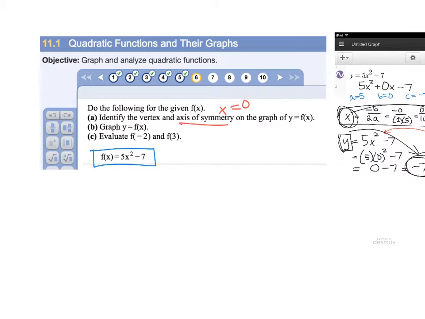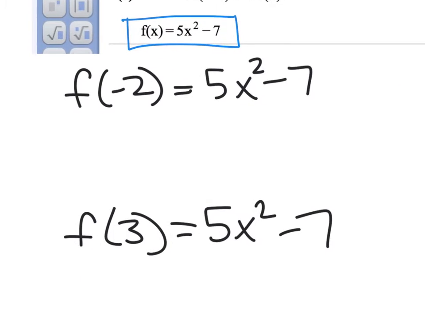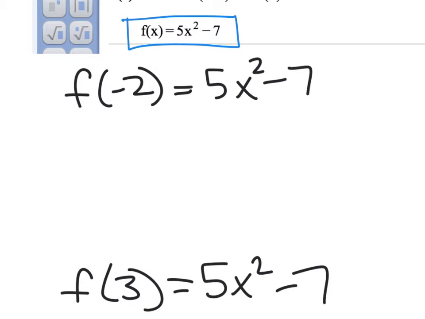And then what's the last thing? Well, now we're going to evaluate at f of -2 of 5x squared minus 7. And then we're going to do the same thing for f of 3. And we're going to substitute that into the original equation. So I'm going to zoom in here. Actually, I'm going to get this guy away here. Okay, so now we're going to substitute it in.